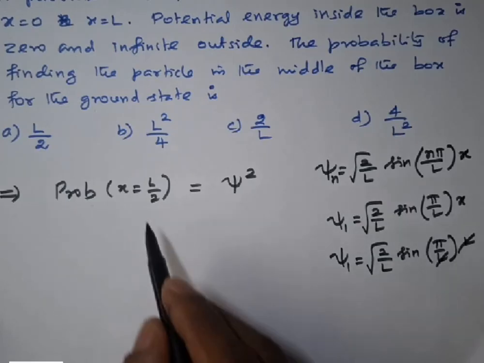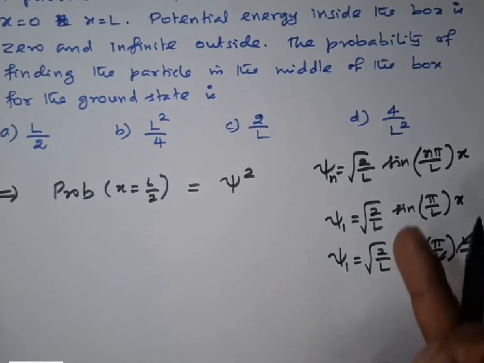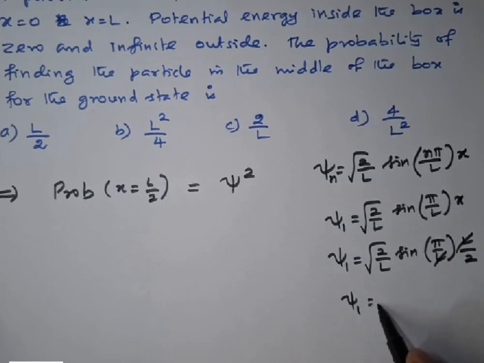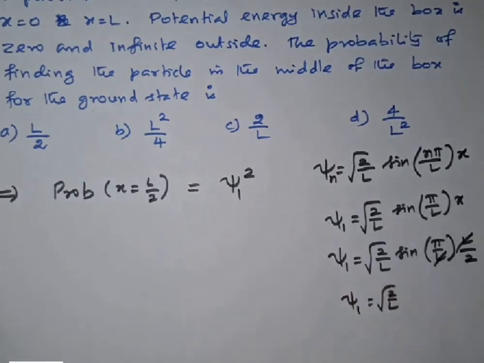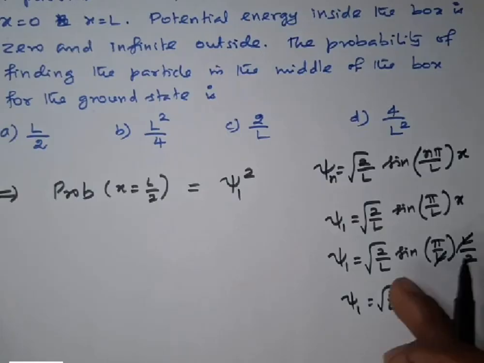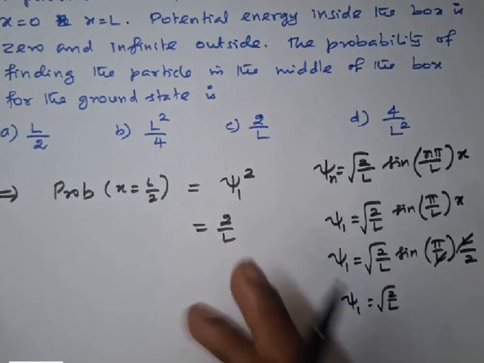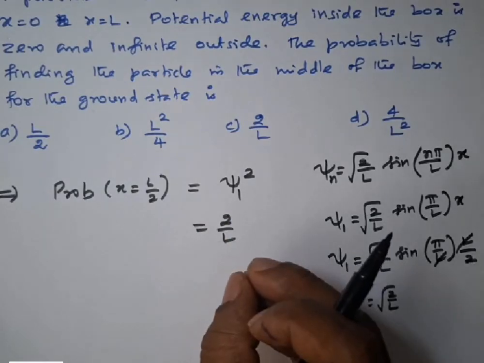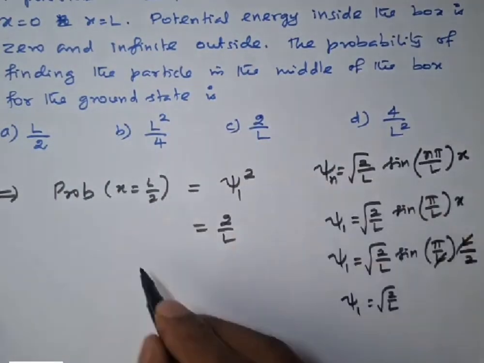So put L by 2 in the place of x. The L's cancel each other, and we get sine pi by 2. Sine pi by 2 is nothing but sine 90, right? Sine 90 is 1. Therefore, psi 1 equals square root of 2 by L at the middle of the box. Now take the square of the wave function. So psi 1 square will give you the probability. If we take the square of this, I'll get the answer as 2 by L. So 2 by L is the probability of finding the particle in the middle of the box for the ground state. So the correct option for this question is option C.